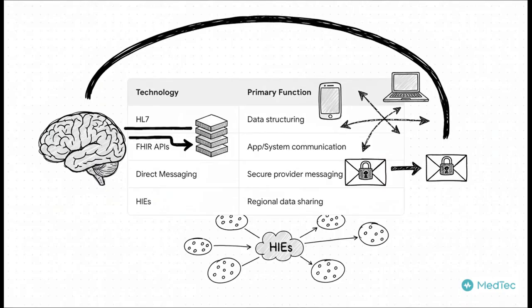This table here shows some of the key players that make this all happen. You've got things like HL7, which is like a universal grammar for health data. Then you have FHIR APIs. Think of those as the modern, super flexible digital highways that let apps and systems talk to each other. Direct messaging provides a secure way to send info from one provider to another. And health information exchanges, or HIEs, they act like regional data hubs connecting different organizations.